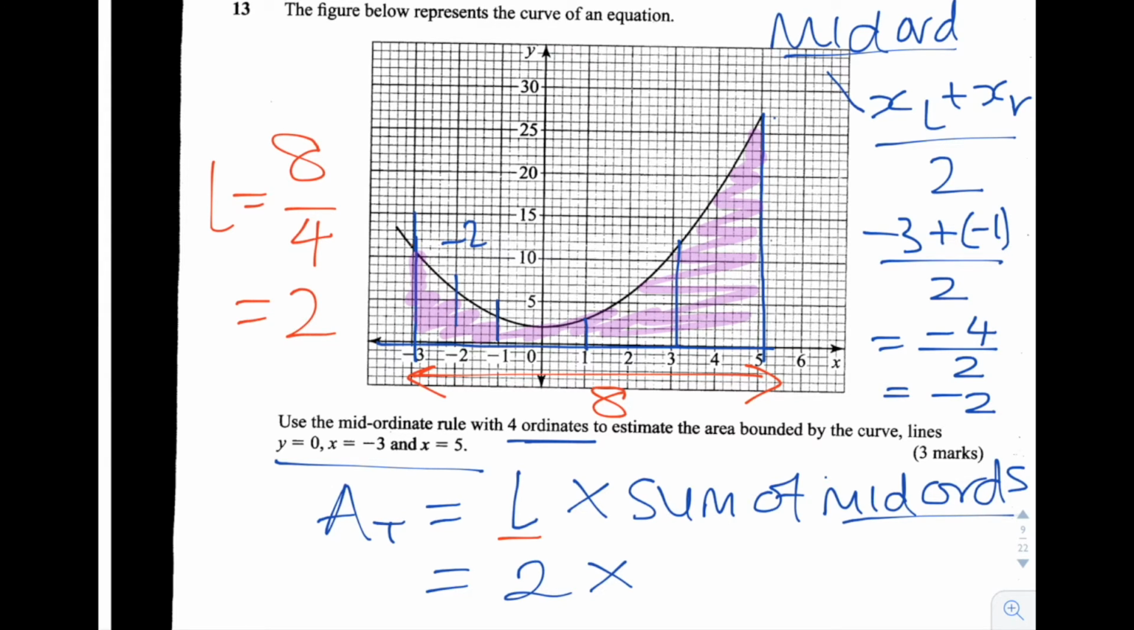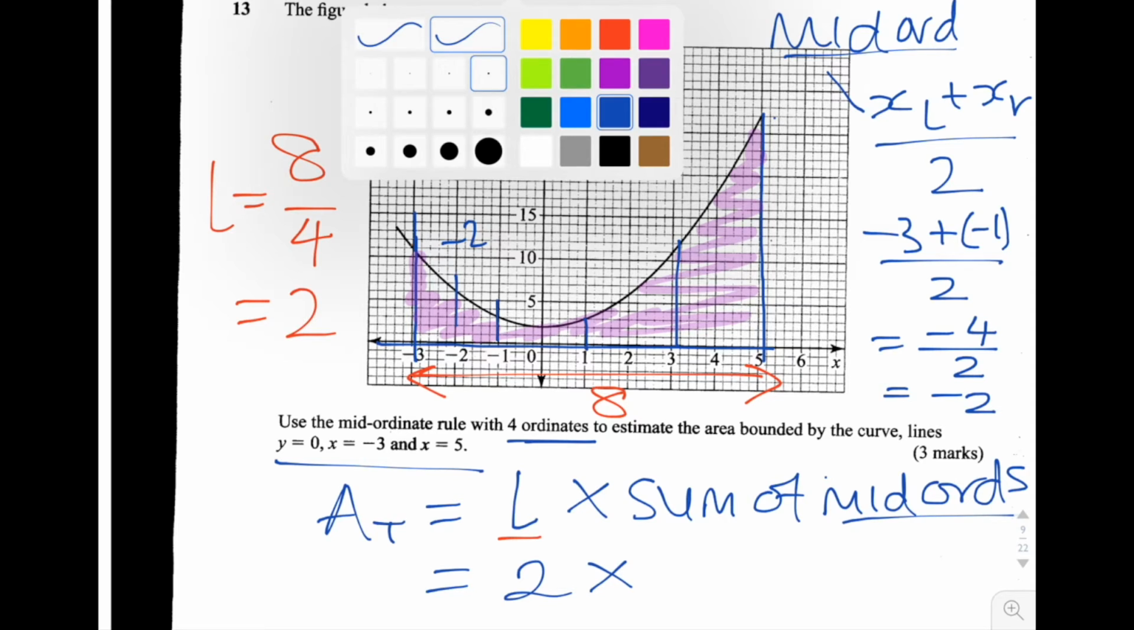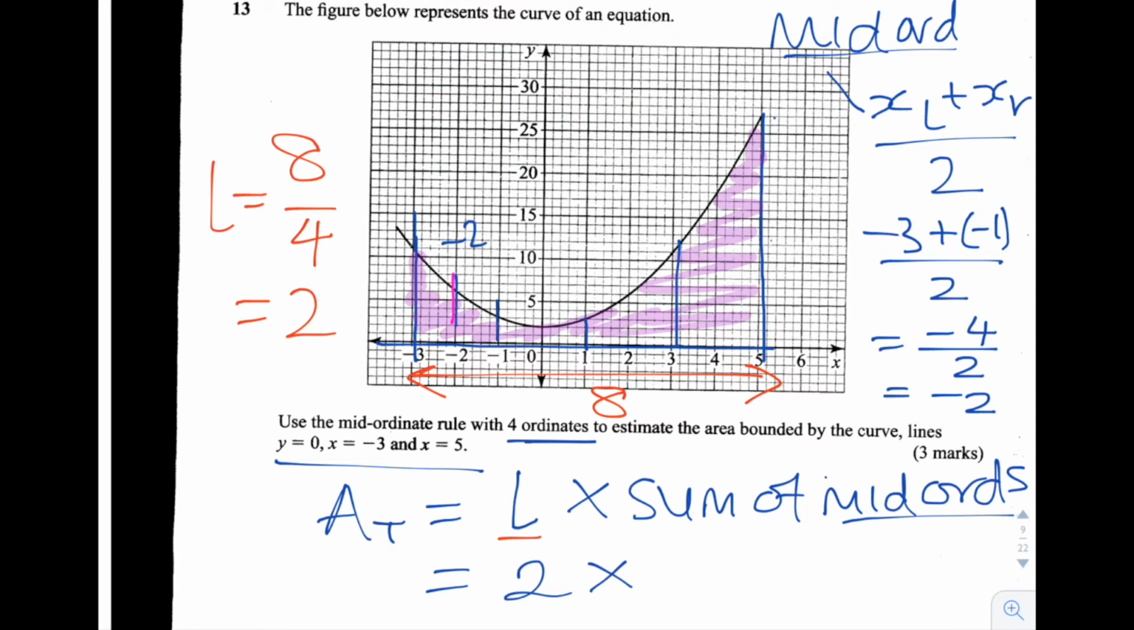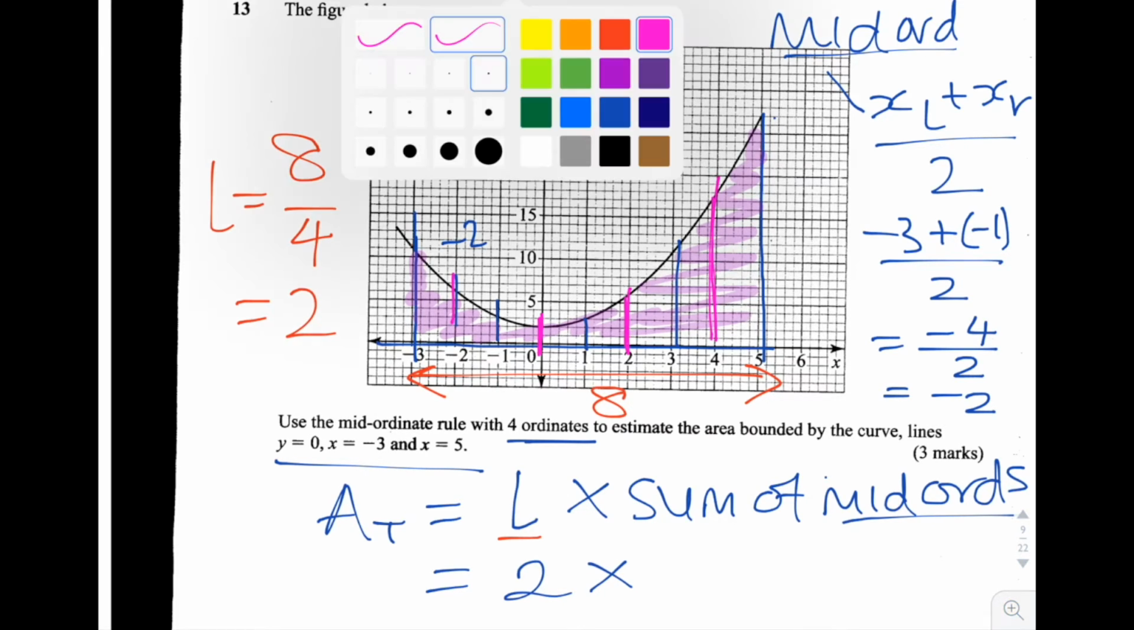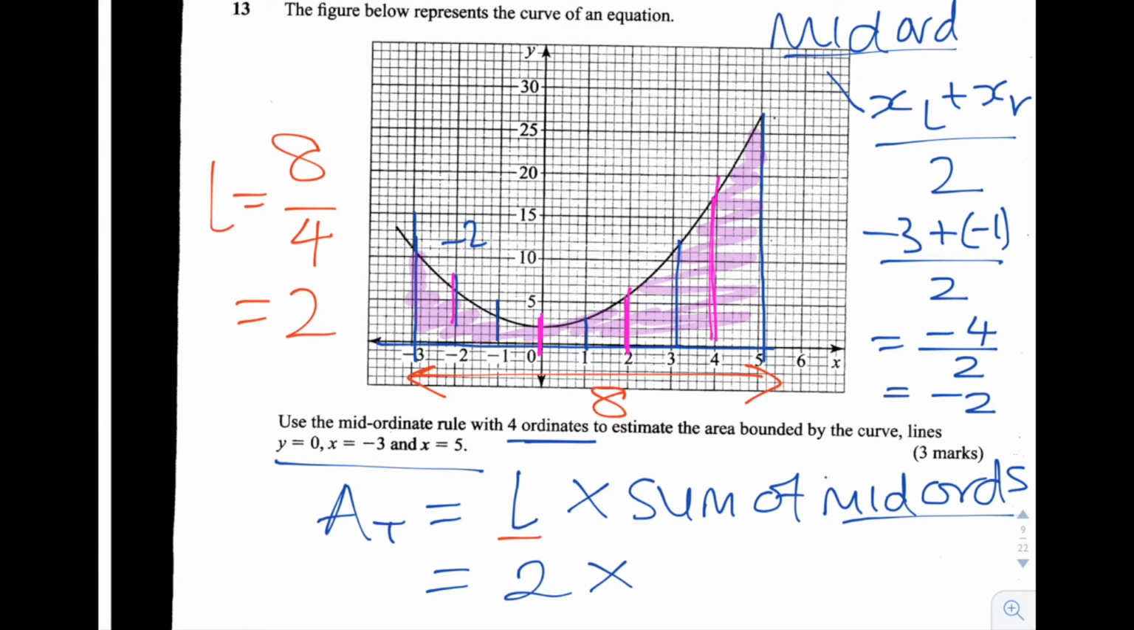Then we do the same thing for, in fact I'll mark that on in pink so it's a bit easier to see. And then we do the same for this mid-ordinate here, this one here, and this one here. And what we get for those is 0, 2, and 4. So let's sum that. We're summing -2, 0, 2, and 4. So -2 plus 0 plus 2 plus 4.